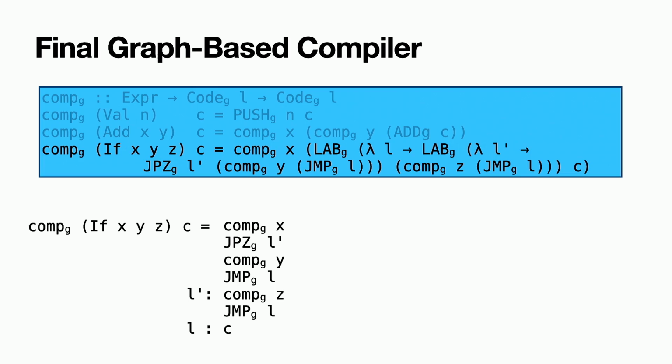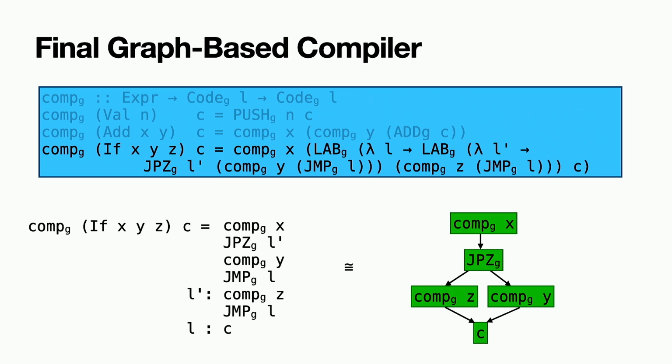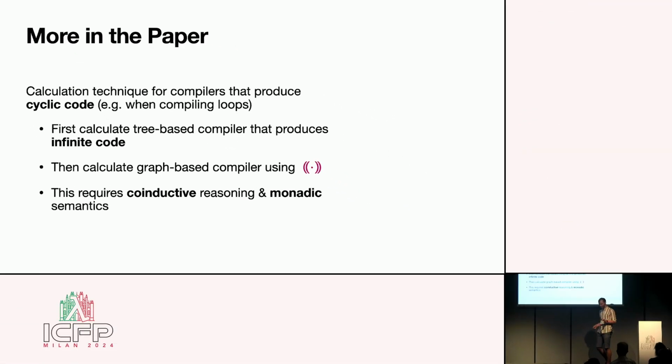So we go to the else branch, the code for z. Otherwise we fall through to y, and then in both cases we jump to the end, to our continuation. Right? So that's exactly what we would expect. So if we illustrate this as a graph, we get this nice diamond shape that we would expect from our compiler. All right, so that's all I have time to show you, but there's more in the paper.